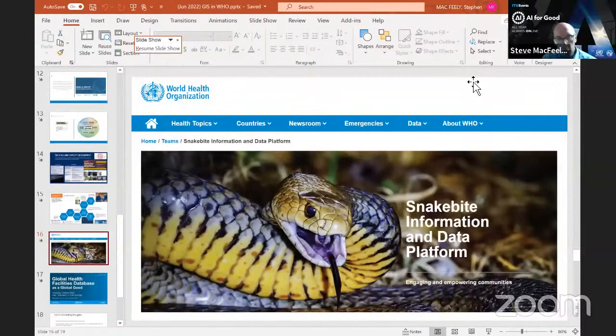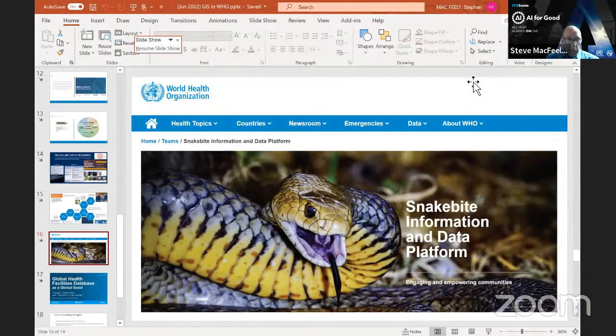So let me give you 2 quick examples. So back in March, last September, we launched the Snakebite Information and Data Platform. And this really combines a number of issues. One, it's the neglected tropical diseases.